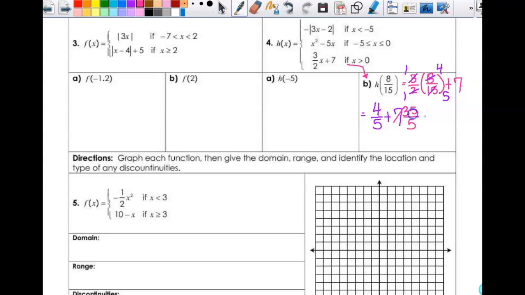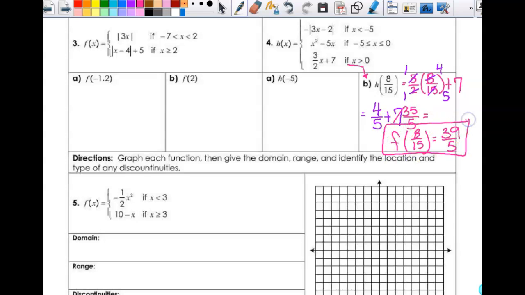35. So then when I add them, I'm going to get f of 8 over 15 equals, so my denominator is still 5 and my numerator is what? 4 plus 35? 39. I know I'm asking the really hard questions.